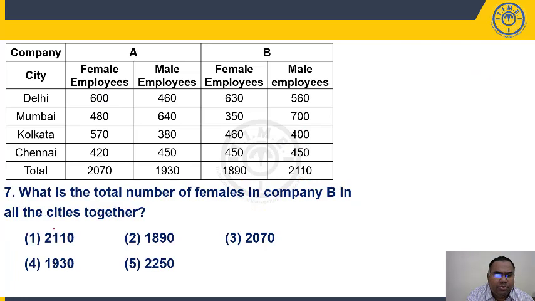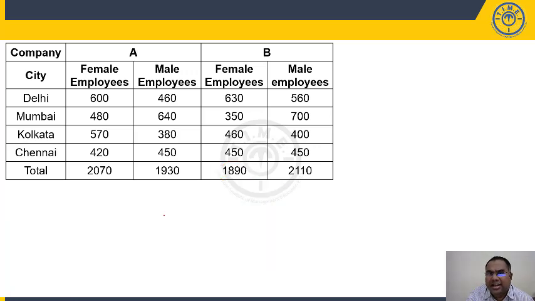Right. Question number 7 on your screen, students. Total number of females in company B in all the cities together. In company B, in all the cities together, what is the total number of female employees? 1890. That addition we have already done. It is present in choice 2. See, once I put these values, see how easily we can solve the questions.